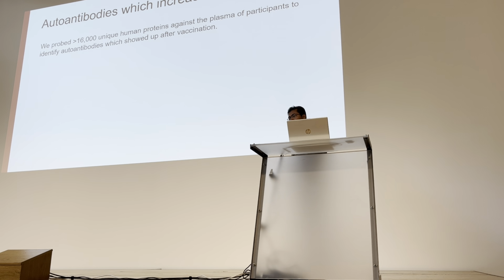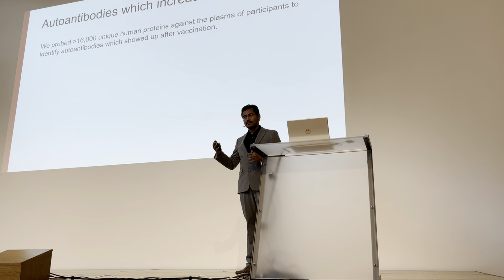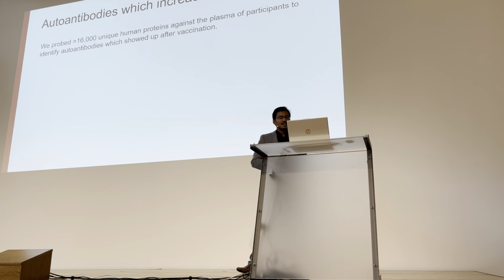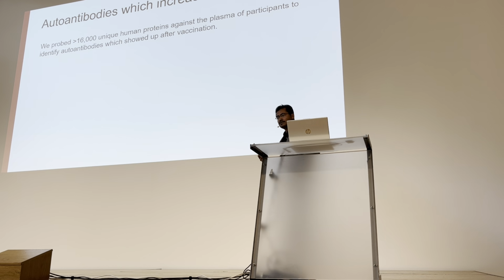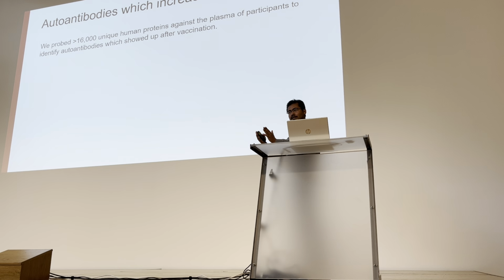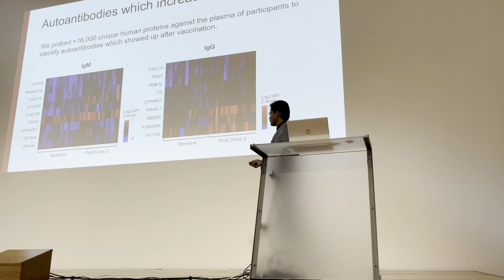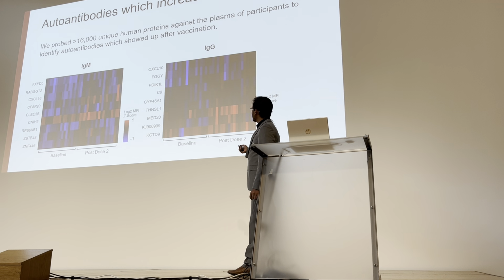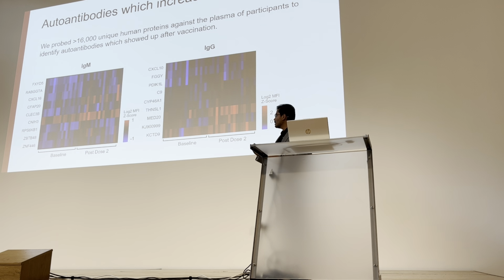So we looked into the autoimmune part to understand if there are any autoimmunity pathways which are being activated in these individuals. We probed 16,000 human proteins against the plasma of the participants, using CDI HuProt microarrays. We tried to check what is there at the baseline, the pre-dose, and then which autoantibodies show up post-dose. As you can see here, we have the IgM and IgG. These are the target antigens against which autoantibodies increased after dose 2.